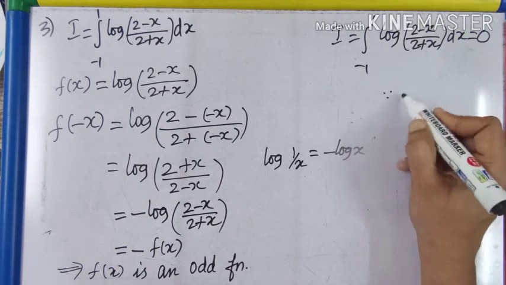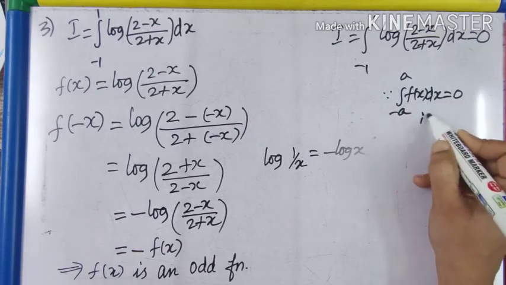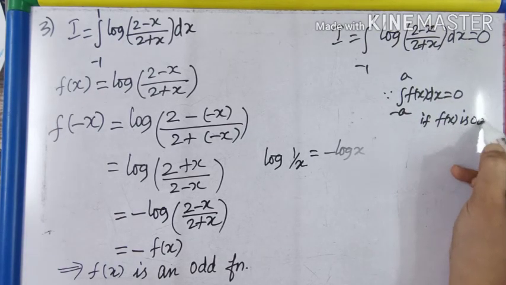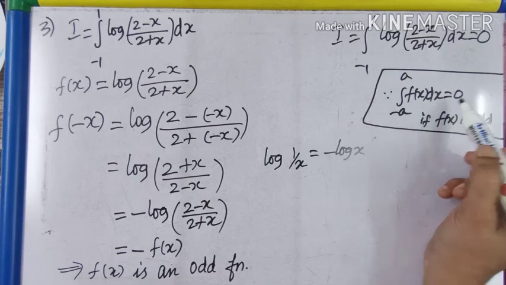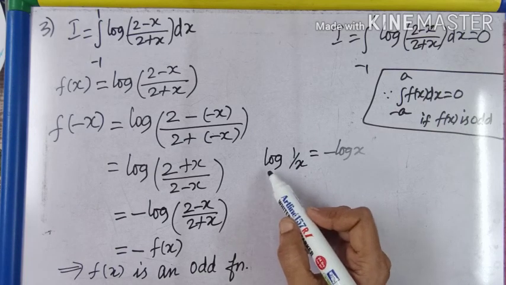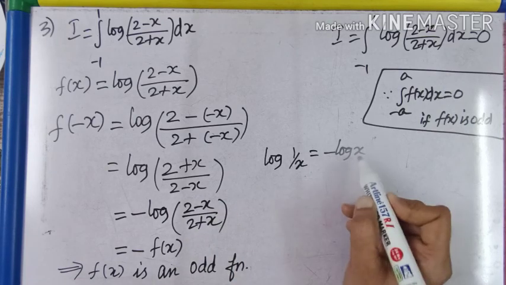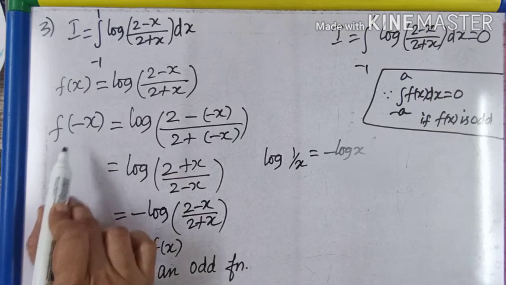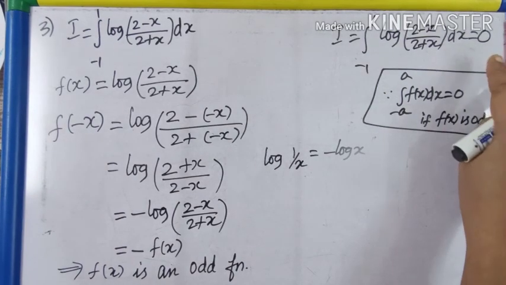What formula do we use? Integral from minus a to a of f of x dx equals 0 if f of x is odd. So whenever we get an odd function, the minus a to plus a integral reduces to 0. Here I have declared it is an odd function. So in this question, we use this famous idea: log 1 by x means, whenever I want to write the reciprocal, minus log x. So f of minus x is becoming minus f of x, declaring that f of x is an odd function, and so the answer is 0.